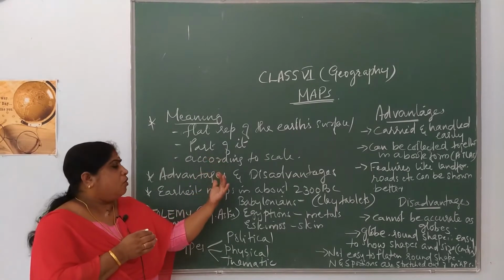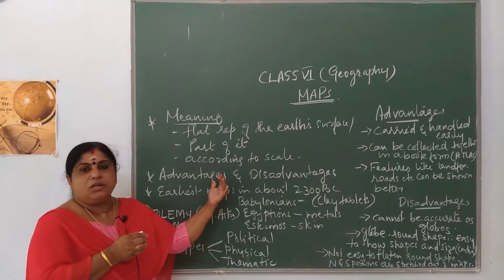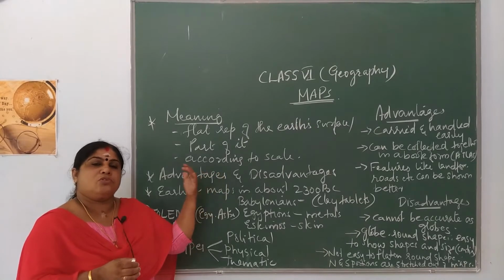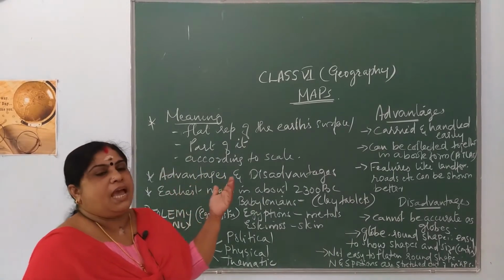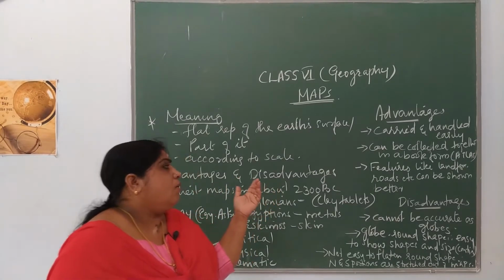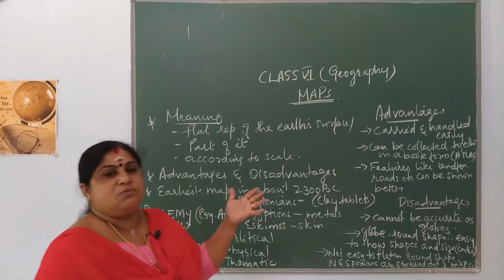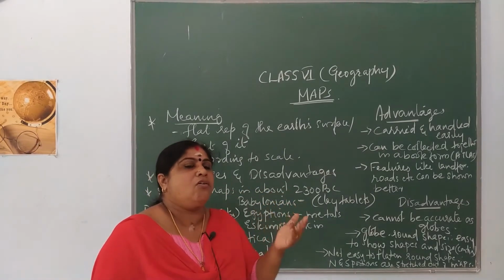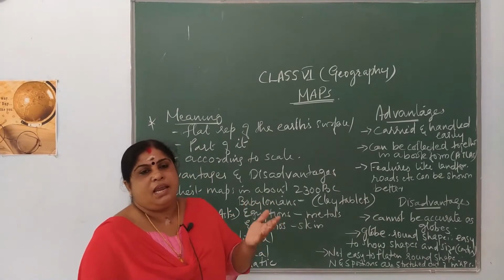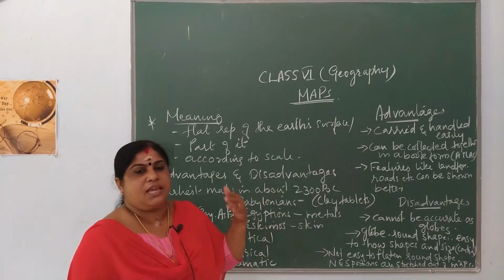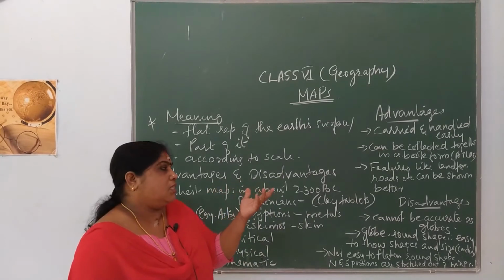So now we will be learning the advantages and disadvantages of using a map. As told earlier, one of the most important disadvantages of using a globe was that it is difficult to carry anywhere you go. So one of the main advantages of using a map is that it is very easy to carry. Being drawn on a sheet of paper, it can be easily folded and carried anywhere. Wherever you go, you can easily carry it, and it's very easy to handle also.